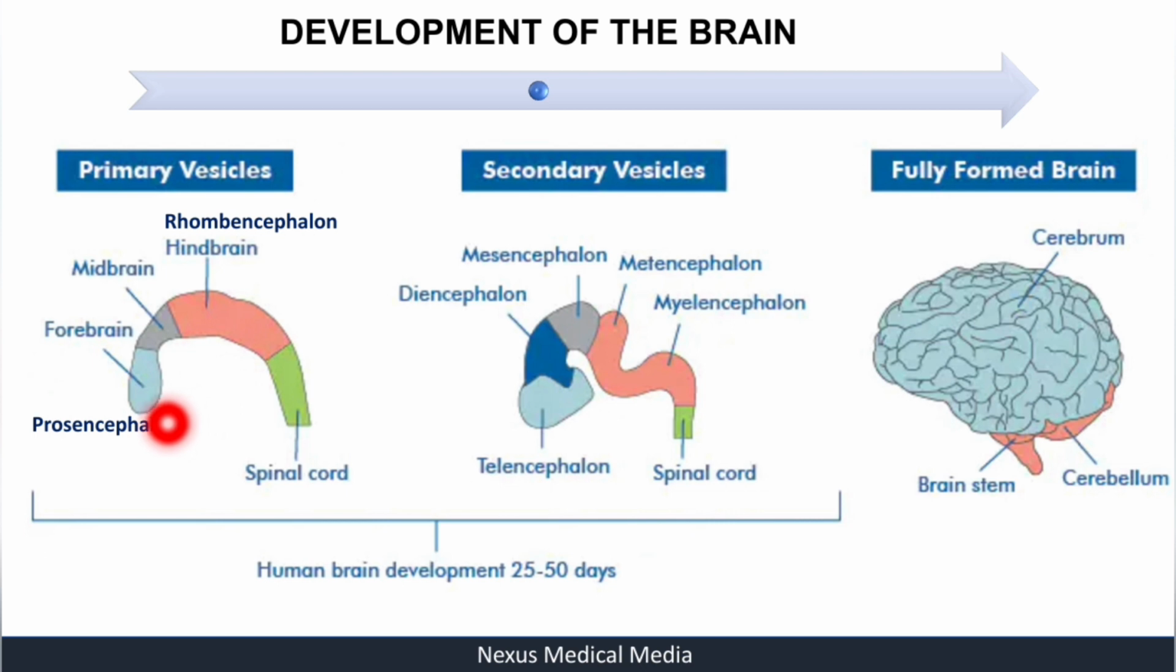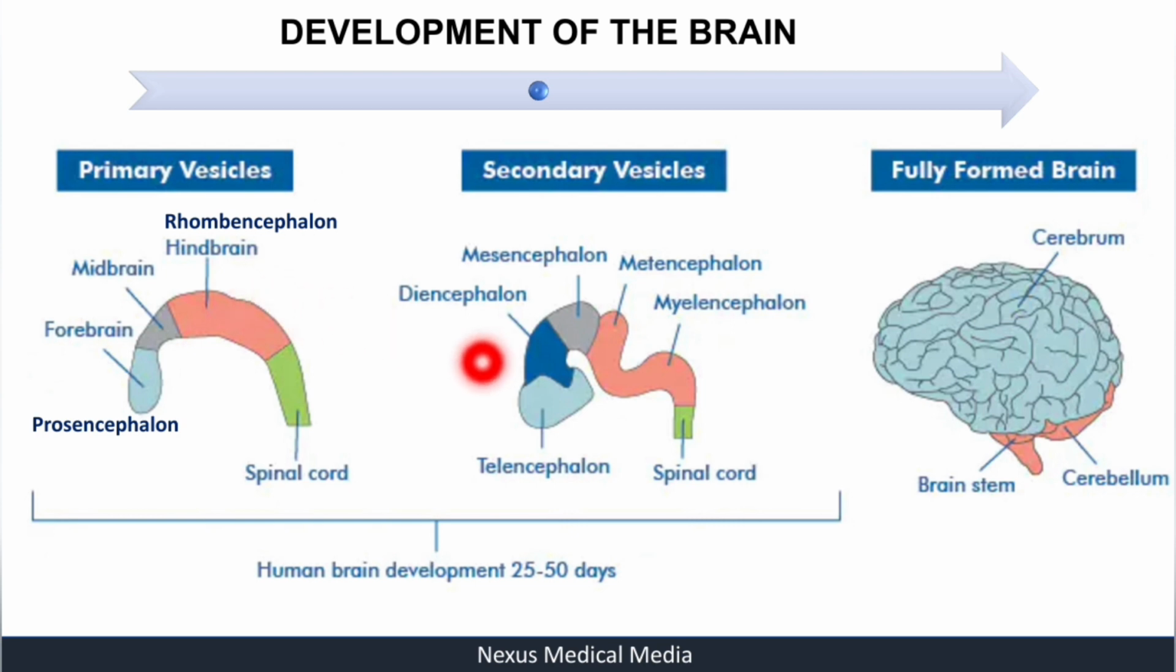So prosencephalon, mesencephalon, and rhombencephalon. Yeah, but English is fine. Forebrain, midbrain, and hindbrain. And in green here, you can see the spinal cord, but we are not focusing on it, not yet. And then later, these primary vesicles will be converted or specialized into secondary vesicles.